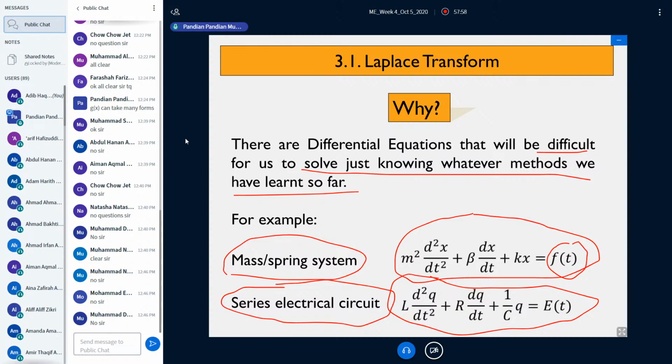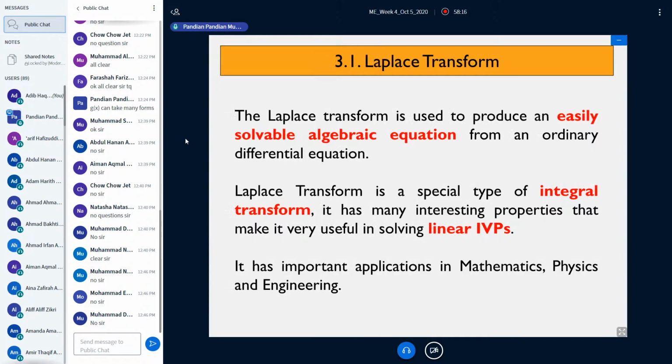The engineers or the experts can create such models, and different ones are also possible in civil, electrical, mechanical, chemical, computer science, petroleum, and geoscience, no problem. Now, the Laplace transform is used to produce an easily solvable algebraic equation from an ordinary differential equation.